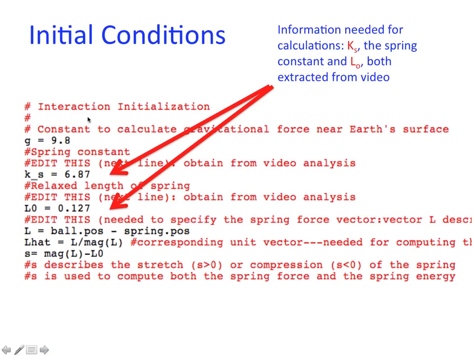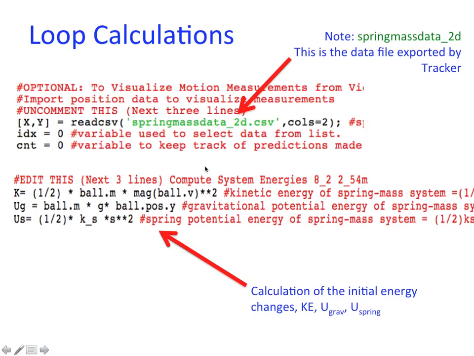Okay, the initial conditions, we were given G, we've calculated the spring constant. Here's the L naught, the relaxed length. The loop calculations, notice the spring mass data too. This is from the tracker, it's in a CSV file.